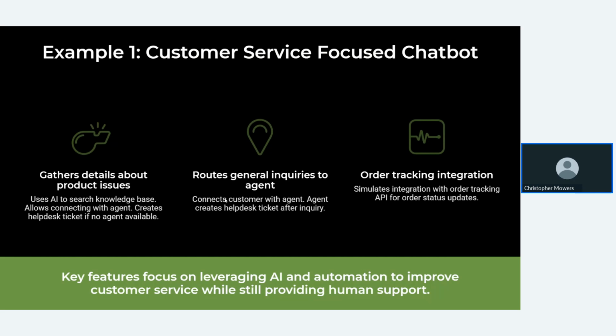This first example is a customer service focused chatbot. Now you can build one chatbot to handle more than one area, but just for simplicity's sake, I did it this way. This chatbot does a couple of key things. It allows users to report that they're having an issue with their product, and it will take a couple different steps. I'll show you those. It also routes general inquiries to an agent, and then it simulates an order tracking integration. Let me bring that one over.